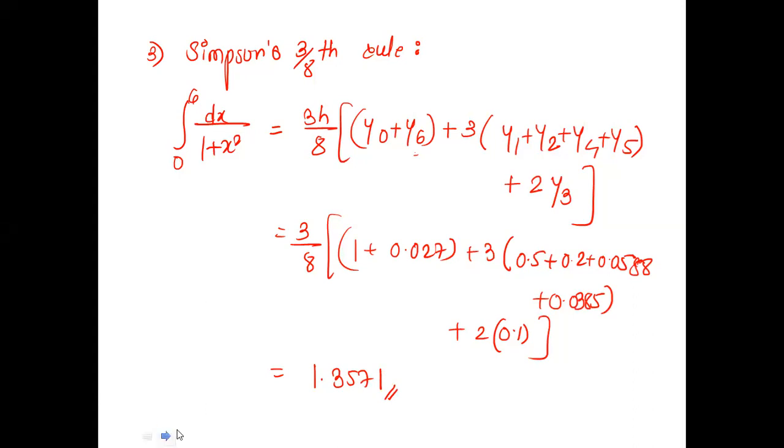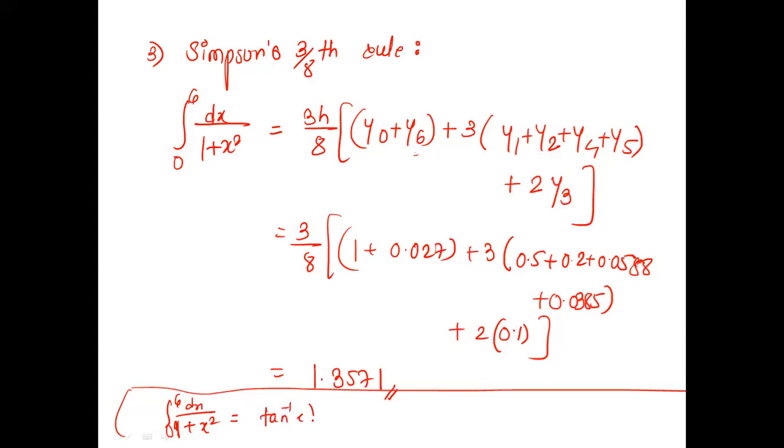And if you want the actual value, let us see that also. Integration 0 to 6 dx upon 1 plus x square. So what is the integration of 1 upon 1 plus x square? Tan inverse x from 0 to 6. So it is tan inverse 6 minus tan inverse 0. So I think these values we can get on the calculator.